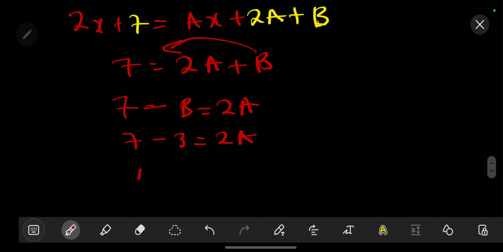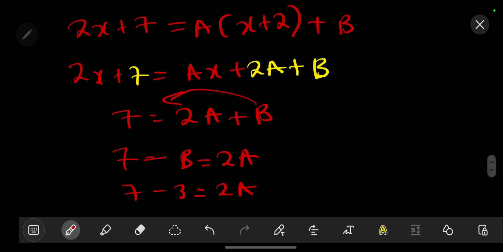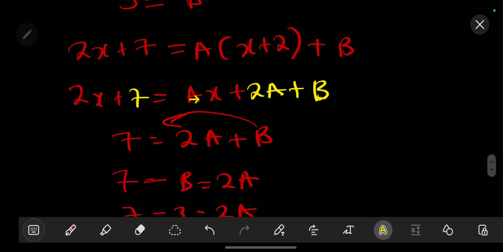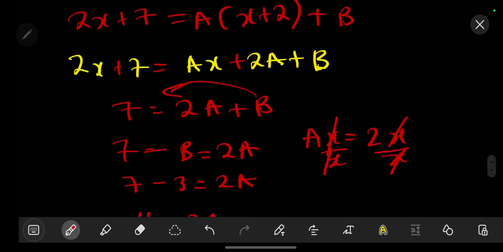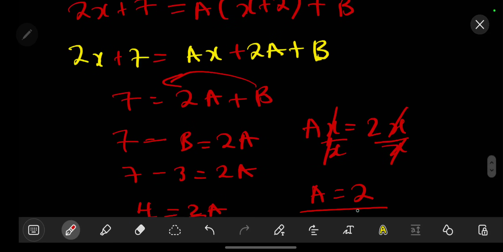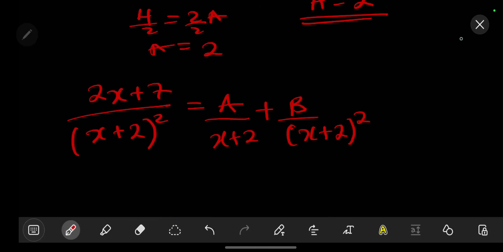7 minus 3 gives us 4, which is equal to 2a. So when we divide by 2, we get a equal to positive 2 like that. If you want, you can just equate the terms with x: your ax should be equal to 2x, we divide, and then we get a equal to positive 2 like that.